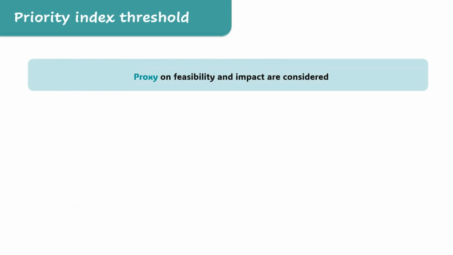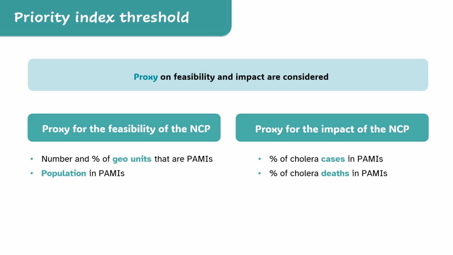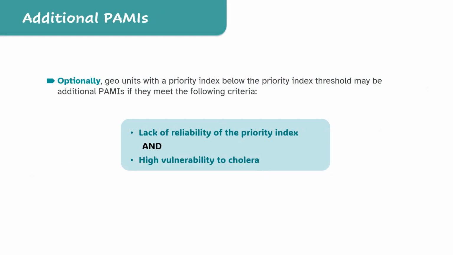Assessing the feasibility and the potential impact of the NCP relies on proxy. The number and percentage of geographic units that are PAMI and the population in PAMI are proxy to assess the feasibility of the NCP. The proportion of cholera cases and deaths in PAMI are proxy to assess the potential impact of the NCP. Optionally, a few geographic units with a priority index below the selected threshold may be considered as additional PAMI if they meet two criteria: having a priority index lacking reliability and being highly vulnerable to cholera.